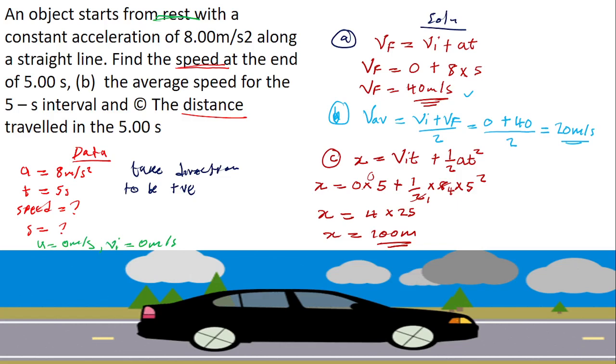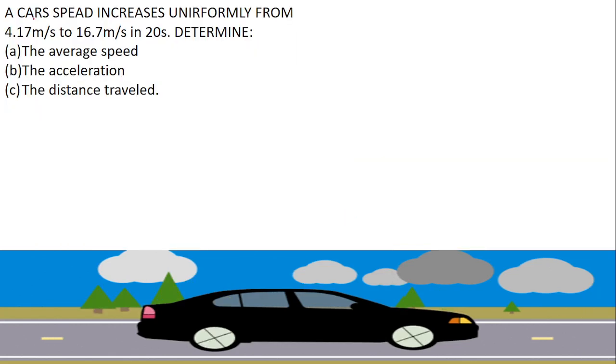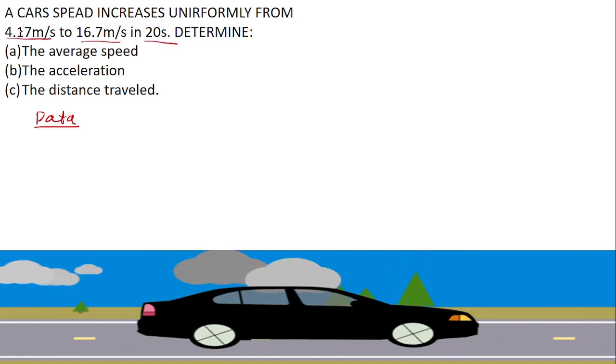So the next question is another question of interest. The question is saying a car's speed increases uniformly from that to that in 20 seconds. So I can simply do the same thing by collecting the data. So if you look at this, we have been given that the initial velocity, which is vi, is simply what?